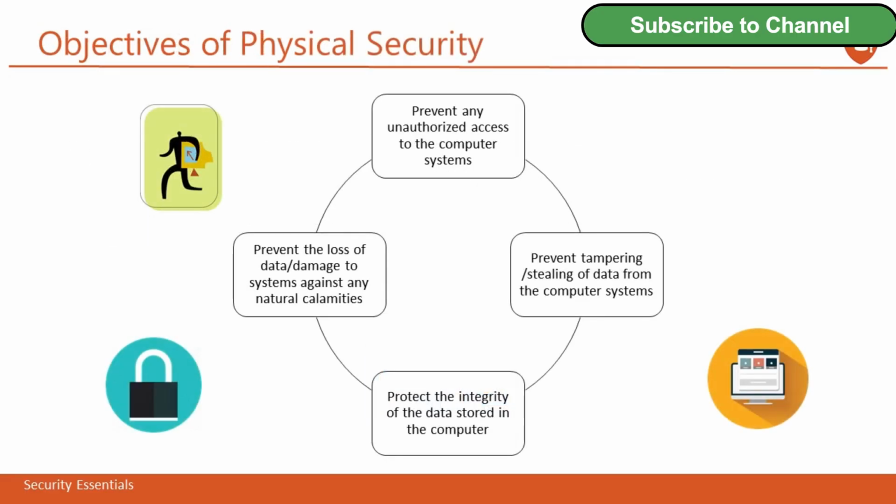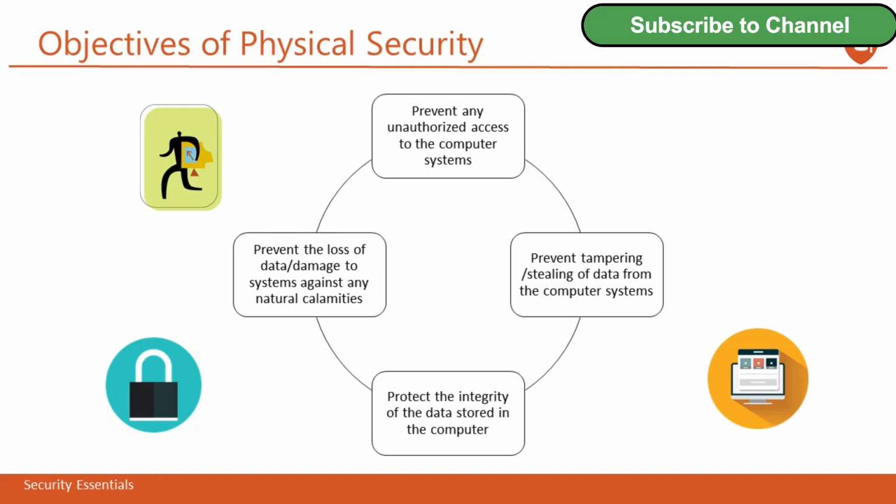The objective of physical security is to prevent any unauthorized access to the computer system, as I have told you, and to prevent tampering or stealing of data from the computer systems. For example, if your mobile device is not locked with a password, it can be accessed by anyone. Then anyone can steal your data. Protect the integrity of the data stored in the computer, in case somebody modifies that particular file or piece of data. So we have to protect them also. Prevent the loss of data and damage to the system from any natural calamities.